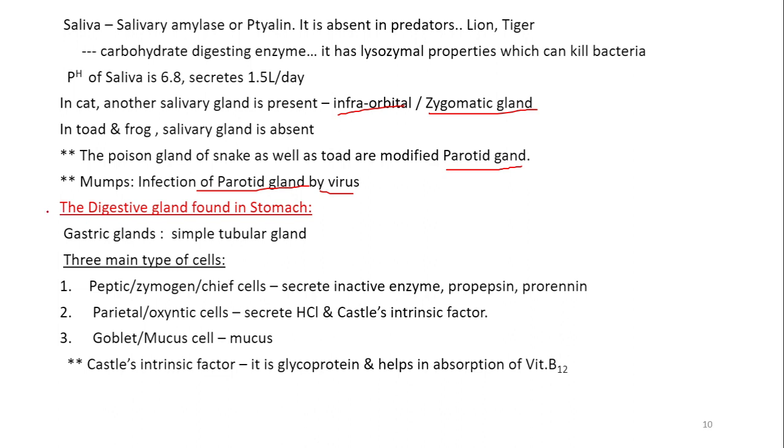The digestive glands found in the stomach are also known as gastric glands. It is a simple tubular gland. It has three main types of cells. First one is peptic or zymogen chief cells. It secretes the inactive enzymes pepsinogen and prorenin. Second one is parietal or oxyntic cells, which secrete HCl and castle's intrinsic factor. Third is the goblet or mucus cell, which secretes the mucus. Castle's intrinsic factor is a glycoprotein and helps in the absorption of vitamin B12.